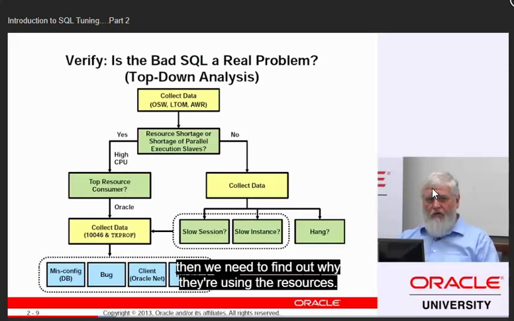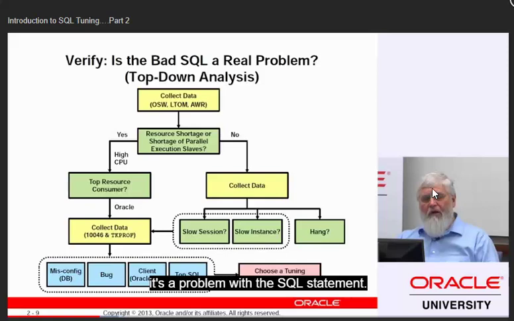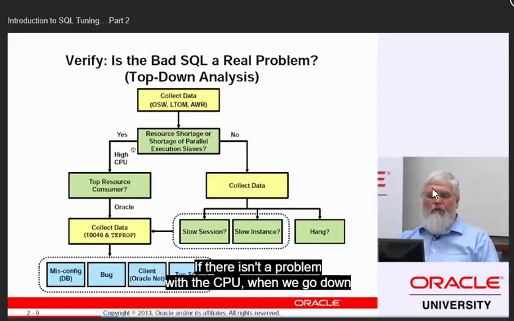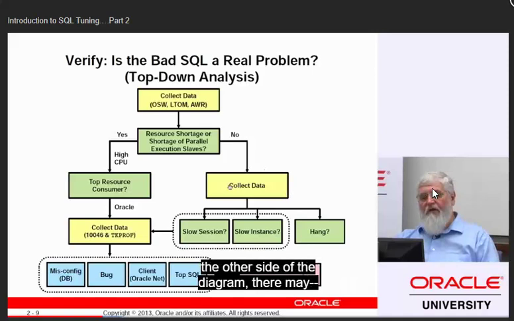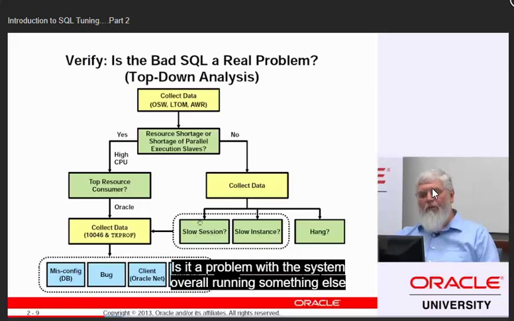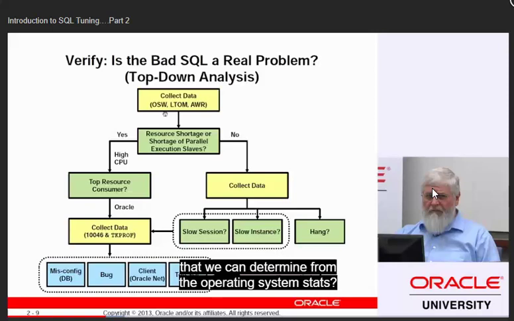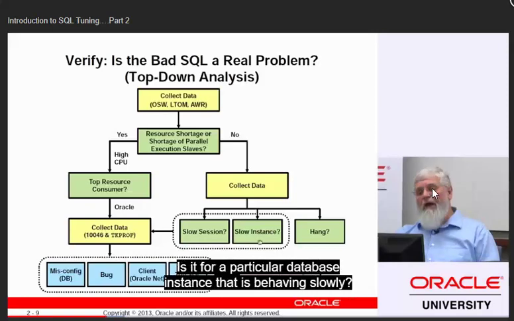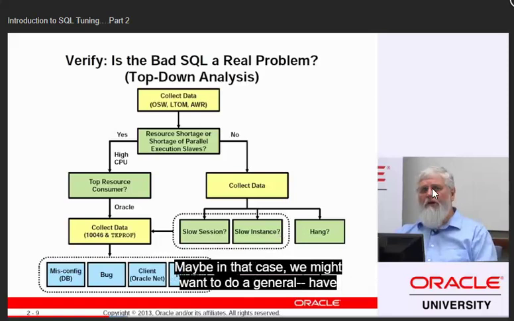If there isn't a problem with the CPU and we go down the other side of the diagram, we may need to collect some additional data. Is it a problem with the system overall running something else, which we can determine from the operating system stats? Is it a particular database instance that is behaving slowly? Maybe in that case, we might want to have the DBAs do a general tuning exercise on it also as part of this process. Is it a set of slow sessions, one or more slow sessions?